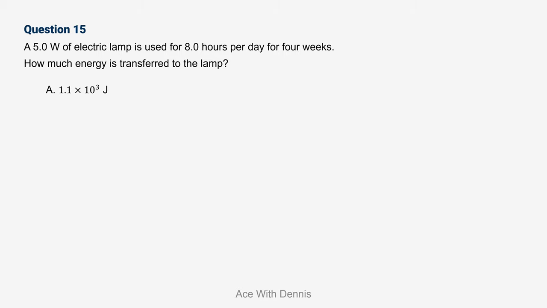A. 1.1 times 10 to the power 3 joules. B. 6.7 times 10 to the power 4 joules. C. 5.8 times 10 to the power 5 joules. Or D. 4.0 times 10 to the power 6 joules. The answer is D, 4.0 times 10 to the power 6 joules.